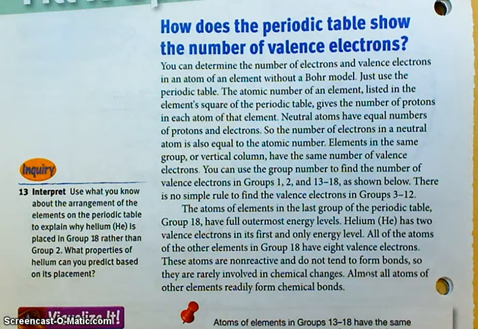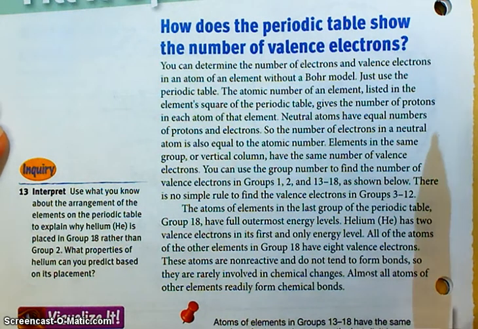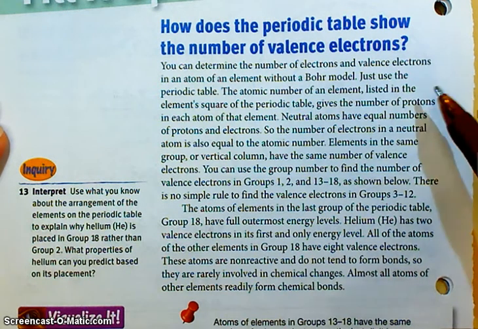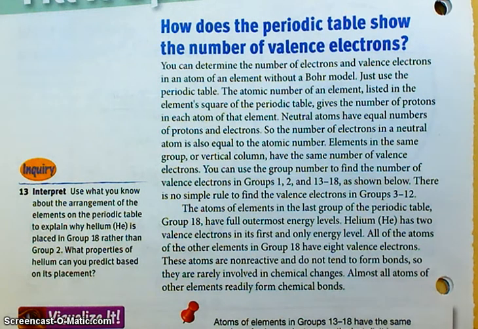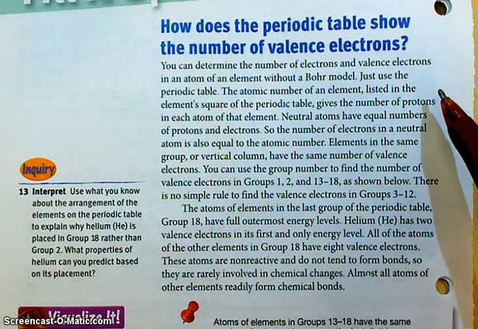So we're now on page 142. How does the periodic table show the number of valence electrons? It's actually really helpful to have the periodic table when you're trying to figure out valence electrons. You can determine the number of electrons and valence electrons in an atom of an element without a Bohr model if you use the periodic table.